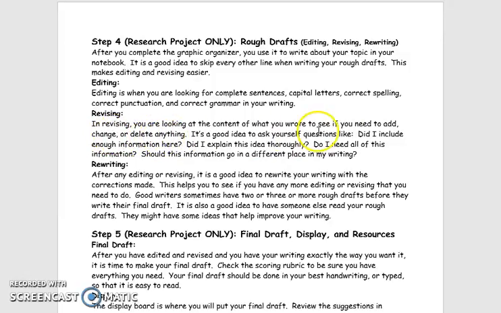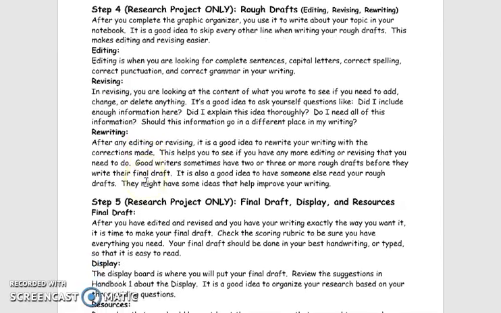It's a good idea to ask yourself questions like, did I include enough information here? Did I explain this idea thoroughly? Do I need all of this information? Should this information go in a different place in my writing? So this is where you're really looking at that content to make sure that you have your information where you want it. Once you've finished editing and revising, you need to rewrite.